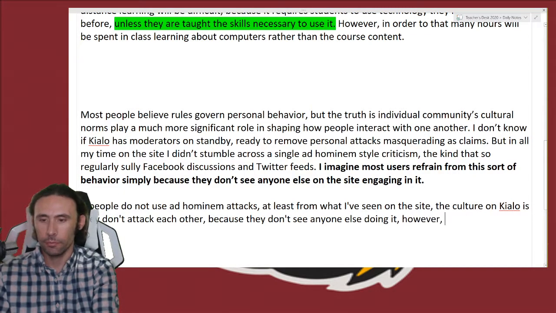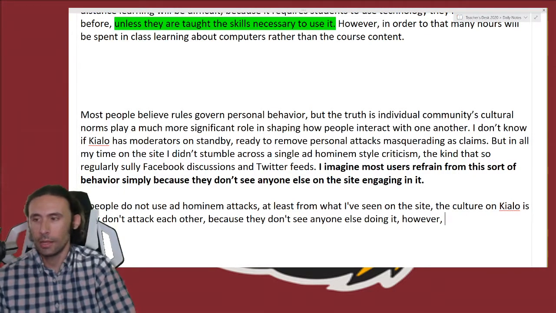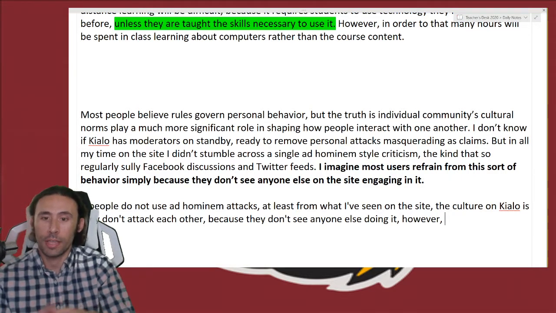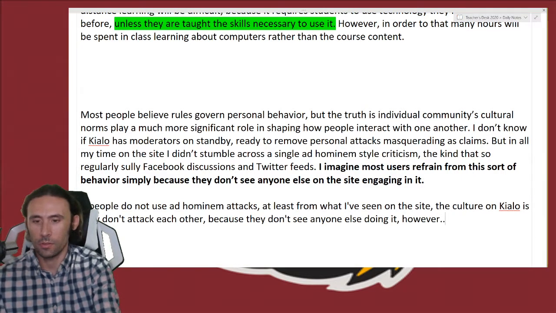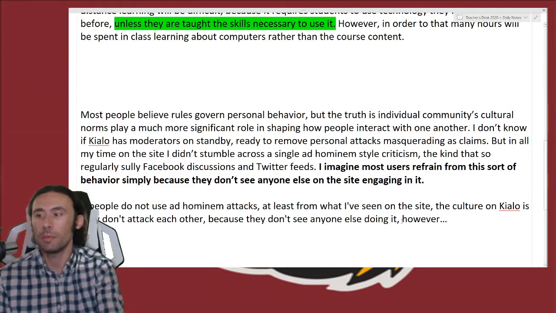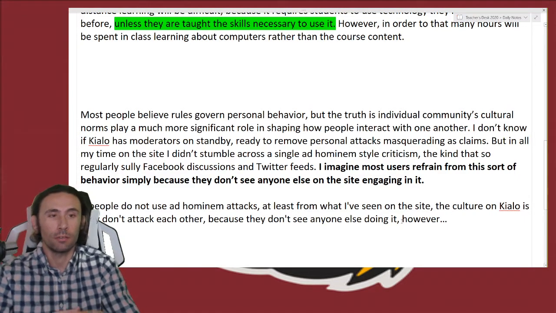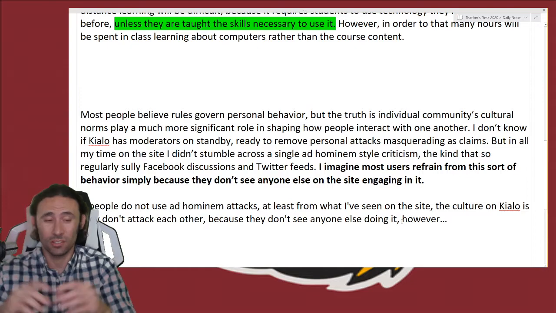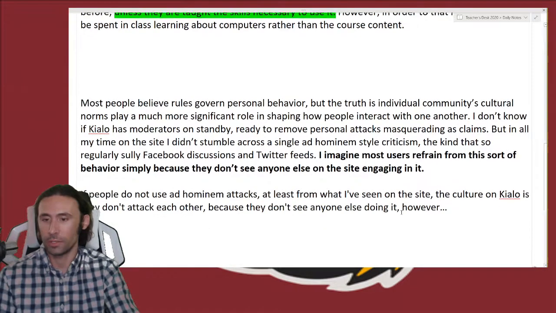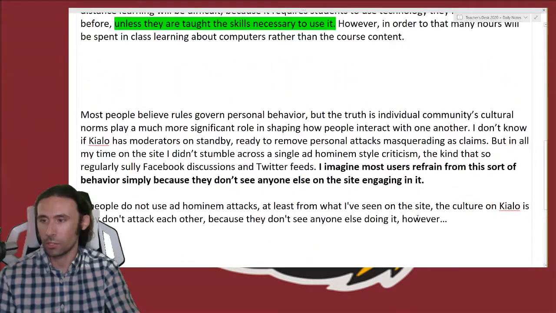However, and then this is where you bring in the rebuttal. Maybe there are attacks that he hasn't seen. You want to admit that somehow you're wrong, like, well, maybe it isn't. And then you would counter that. You'd say, well, that's still a pretty good sign. That's still a pretty small amount from what they've seen. So that's kind of what I wanted to show you today.